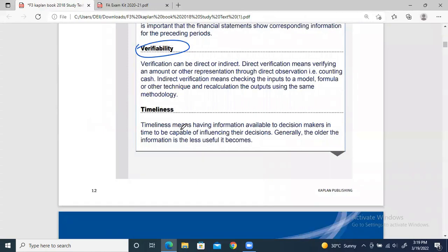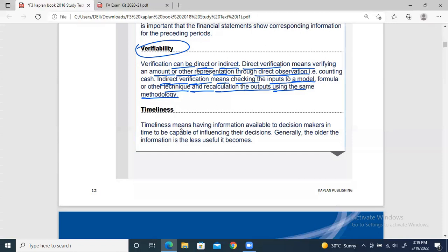So what does verifiability tell us? Verifiability basically means that we should be able to verify the information. It should not be wrong in any case. Okay, so verification can be direct or indirect. Direct verification means verifying an amount or other representation through direct observation, right? That is counting cash. Indirect verification means checking the inputs to a model, formula, or any other technique and recalculating the outputs using the same methodology. So this is basically called verifiability, right? It gave an example over here that we are checking the computer system cash. What is the accounting system showing us in the cash balance? We are checking that by actually counting cash, right?